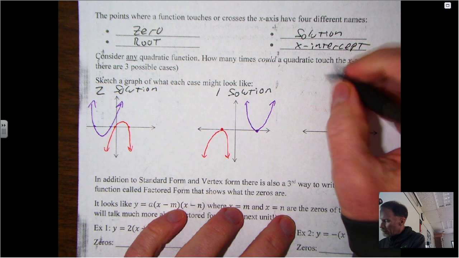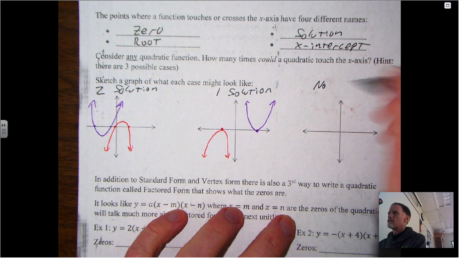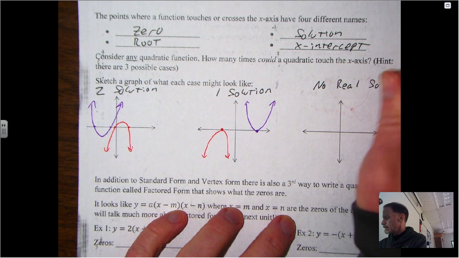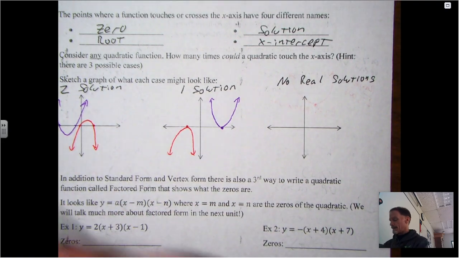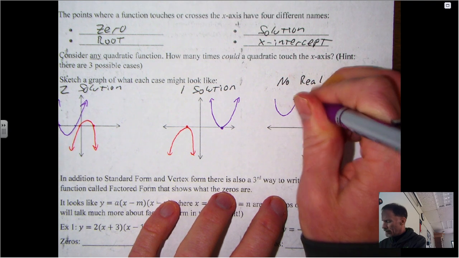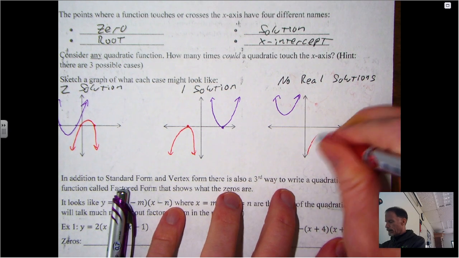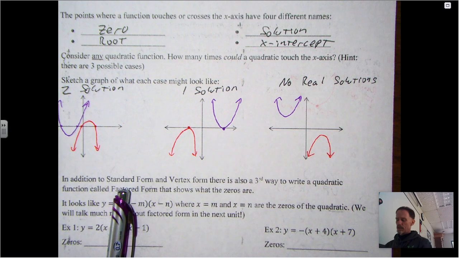And then finally, we have one with no solutions, but I'm going to add another word in here. It's not just no solutions. I'm going to call this no real solutions. And that's going to be when it'll never touch the x-axis. So again, we can have it opening up if the whole parabola is always above the axis, or if it's always below the axis. That's going to be the no real solutions case.